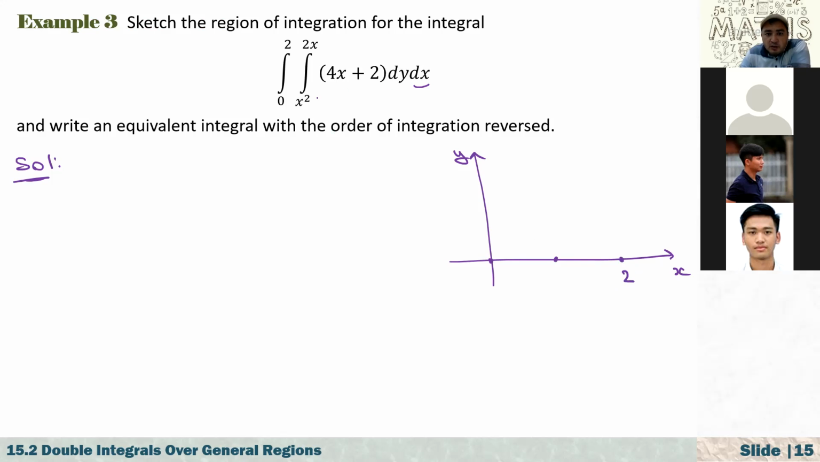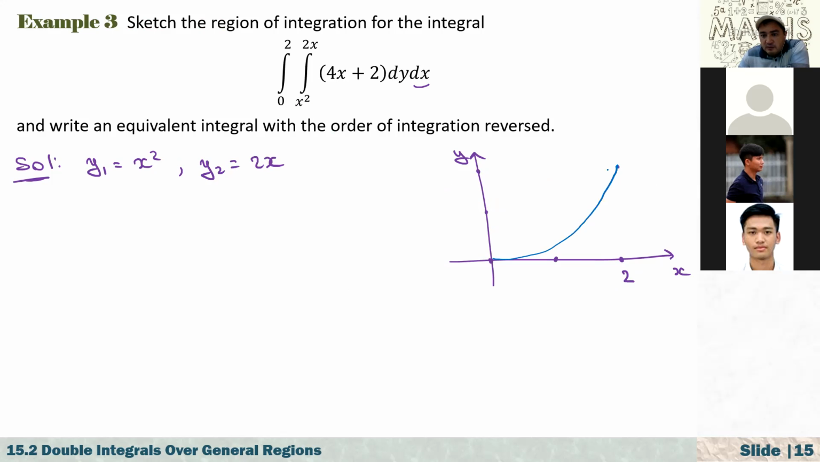And how about y? y is changing from y1 equals x squared to y2 equals 2x. And we know that in the first quadrant, x squared is just one branch of a parabola. So for the parabola, let's say this is 1, this one is 2, this one is 4, not drawn to scale. So let me just draw here, that is our parabola.